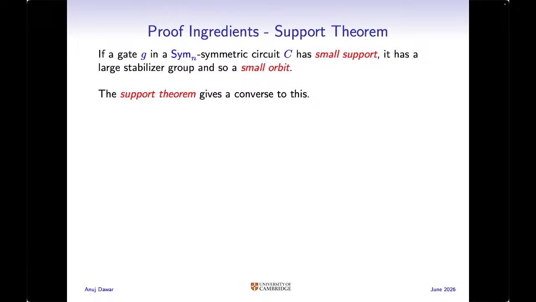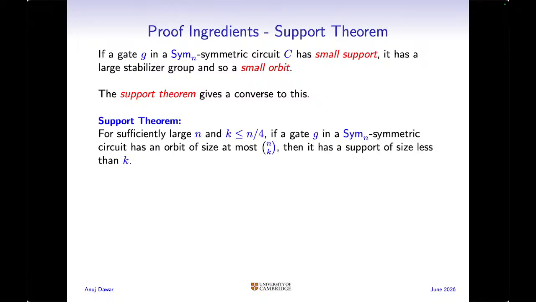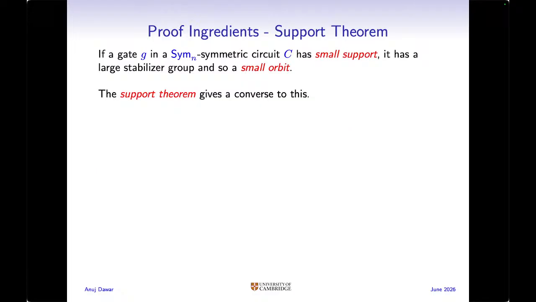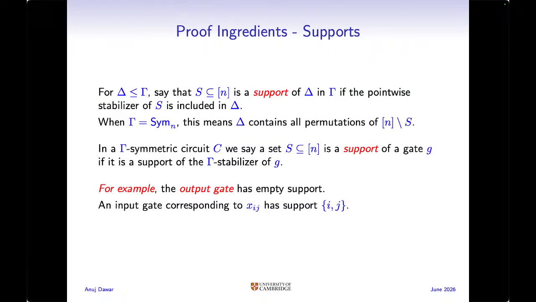And the support theorem gives us a sort of converse of this. When you have a small orbit, and therefore a large stabilizer group, you in fact have small support, it turns out. Okay? So, back to the support definition. If I have a multiplication gate like xij times xik, what's the support? It's just ijk. Okay, because that will fix both of those.